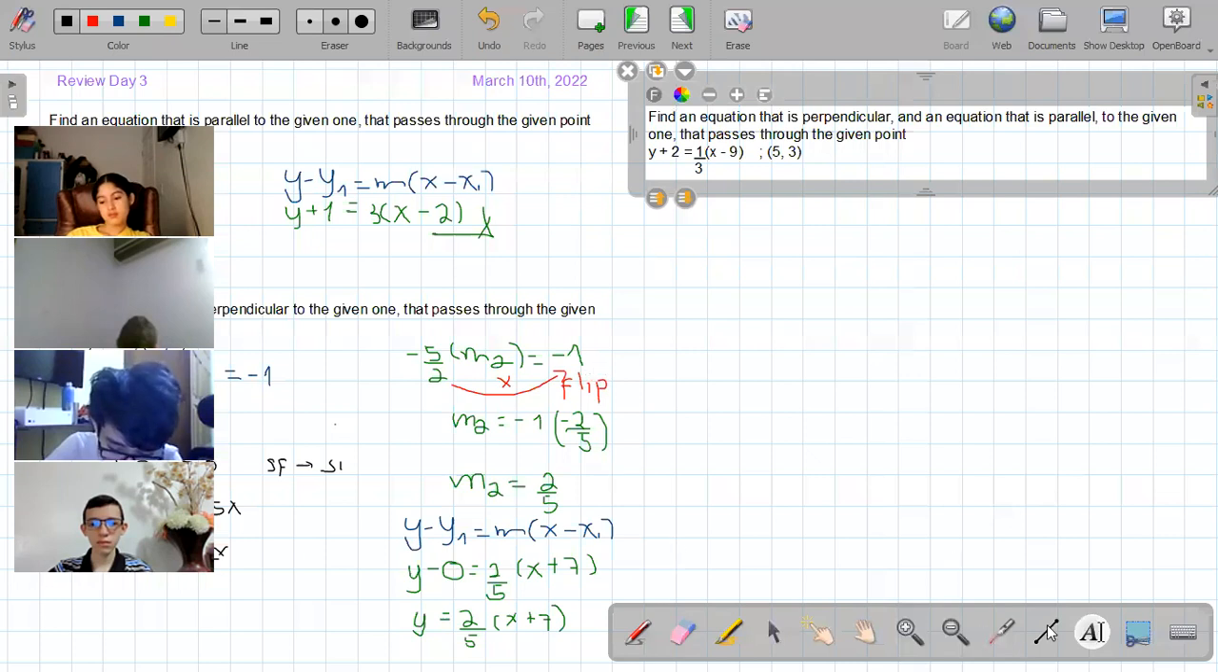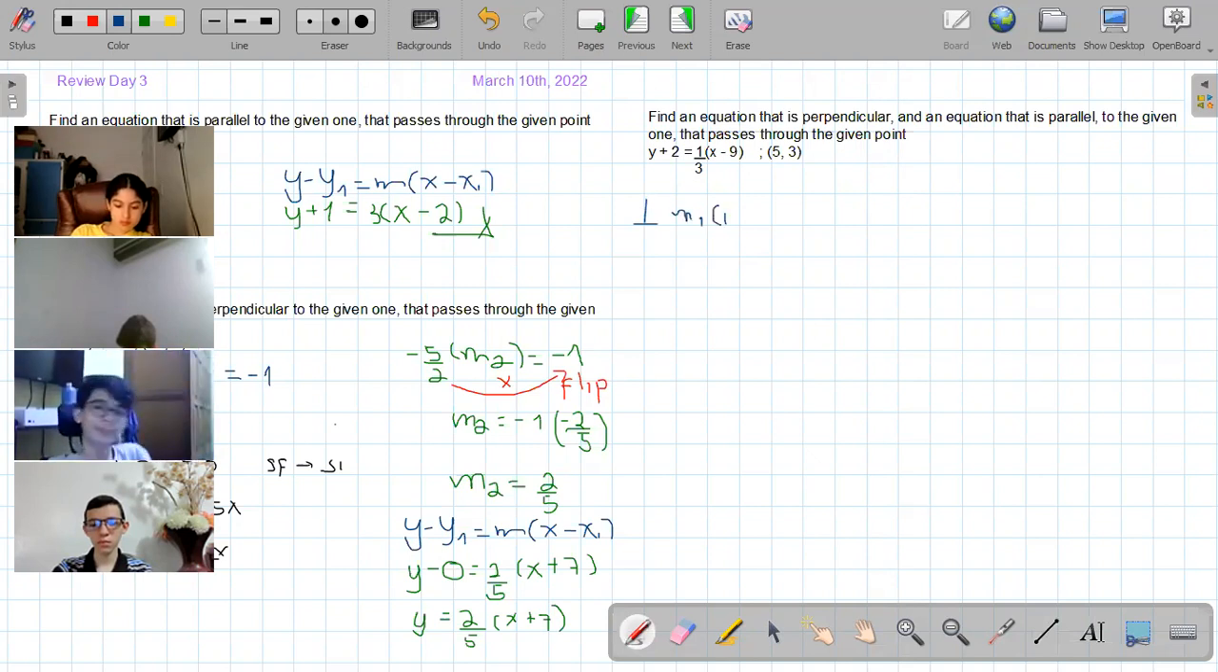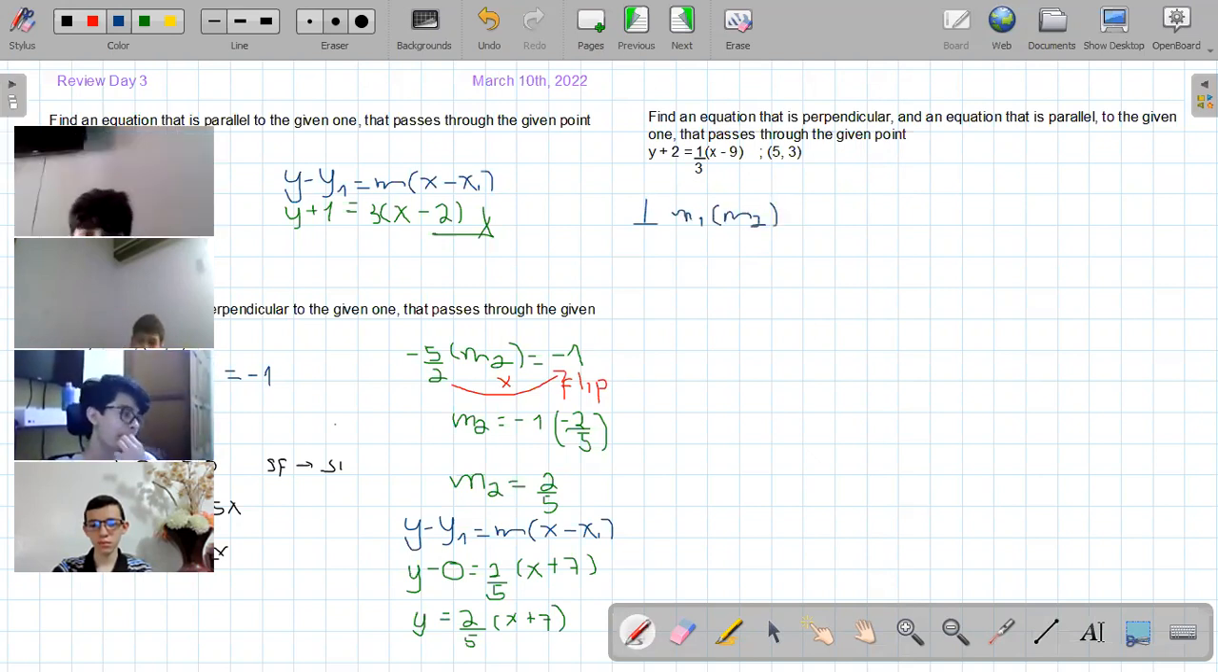So, first thing, let's say that we're going to start with the perpendicular because that's the first one that appears in my exercise, okay? So remember what we said, m1 times m2 is equal to -1. That's how I know that they are perpendicular. So I'm going to find m1. How much is m1 in this given equation?